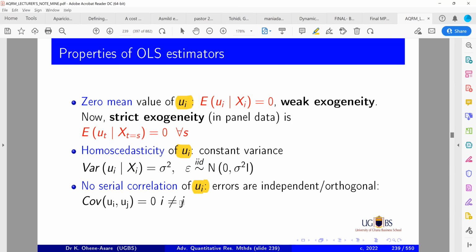Now, this is very pronounced. This is a very big issue in time series econometrics and panel data econometrics. But in cross-sectional econometrics, it's not a big deal. But the key point is that there mustn't be any relationship.